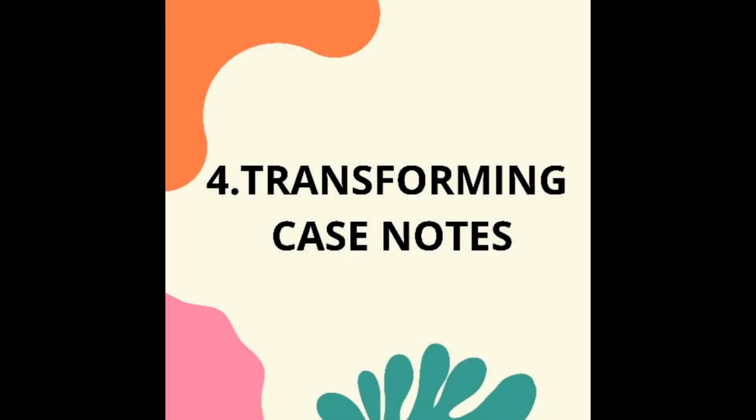Now we will move on to the final step, that is transforming case notes. You all know that grammatical accuracy is an important part of the writing assessment. Your sentences should be grammatically accurate. Then only will the reader get the exact meaning. You are allowed to include different types of sentences such as compound, complex, active, passive, etc. But remember, our ultimate aim is to communicate as clearly as possible.